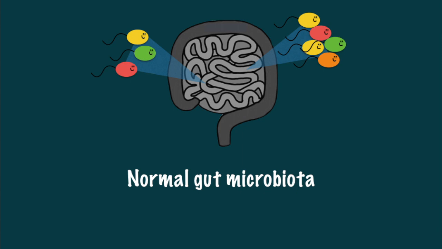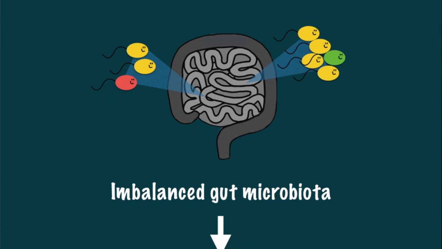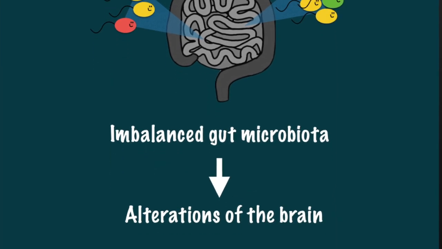Well, there's a lot of recent evidence that imbalances in gut microbiota are related to alterations of the brain and to mental health. So what these researchers wanted to see was whether there's a relation between the gut microbiota or an imbalance in gut microbiota and Alzheimer's disease. To do this, they used an Alzheimer's disease model in Drosophila melanogaster, which is commonly known as the fruit fly.